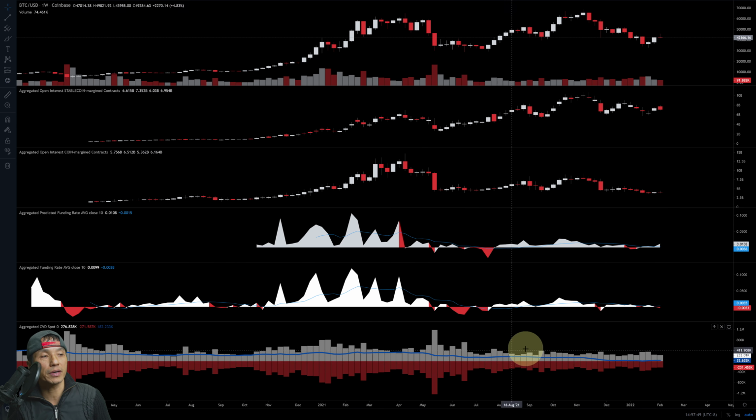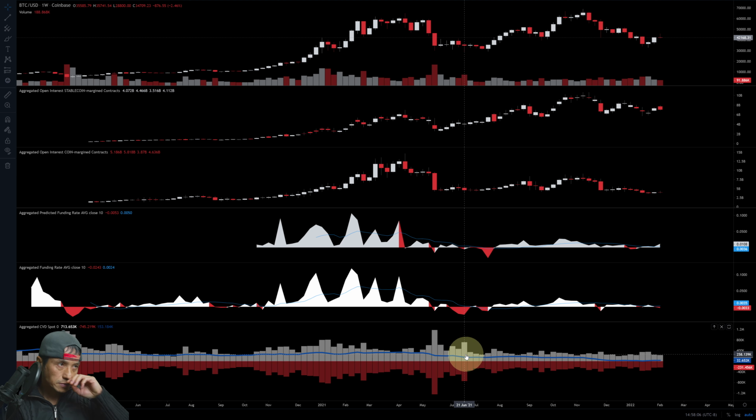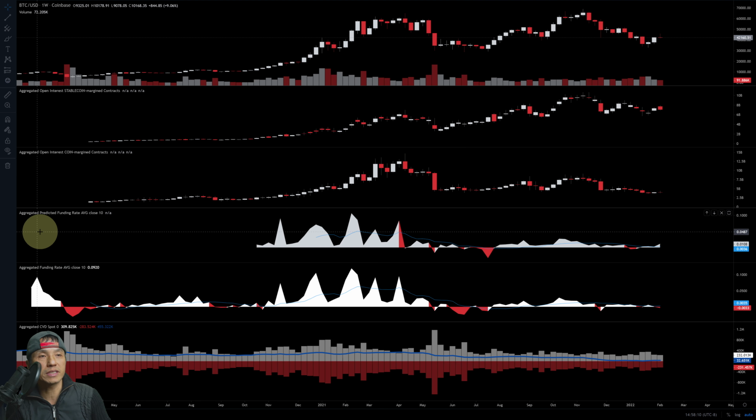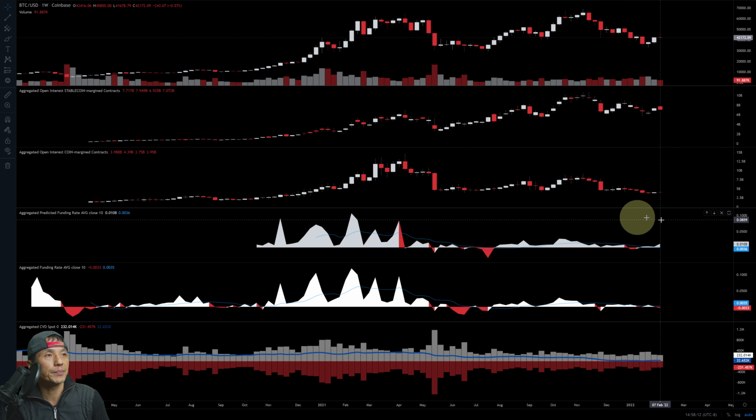And down below here is the spot aggregated cumulative volume delta. It just means supply and demand. If the blue line is going up, that means supply is increasing. If the blue line is decreasing, then demand is decreasing. And back here is February 2020, and over here is current time.